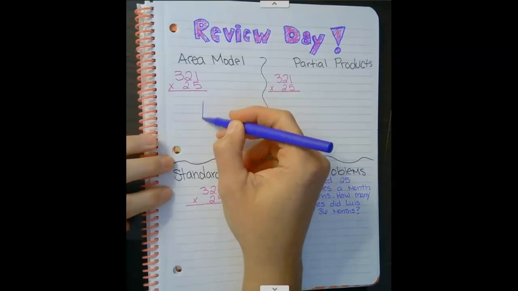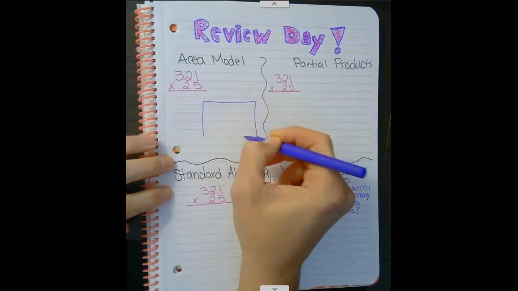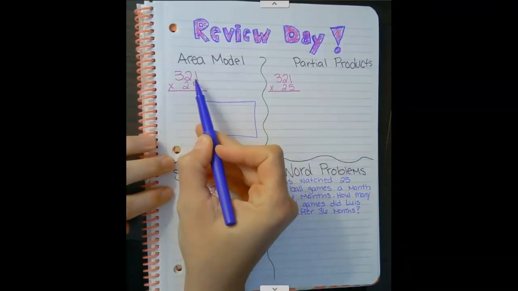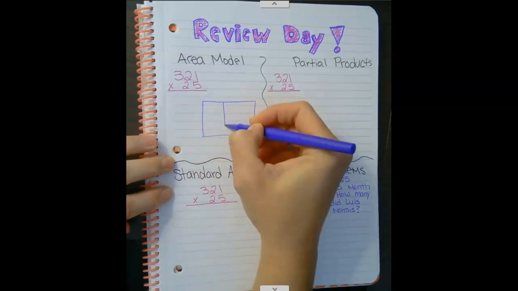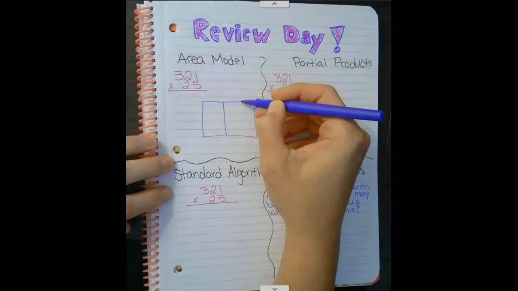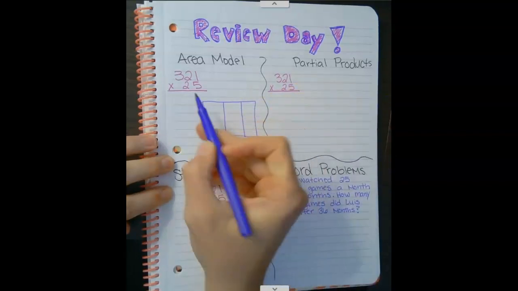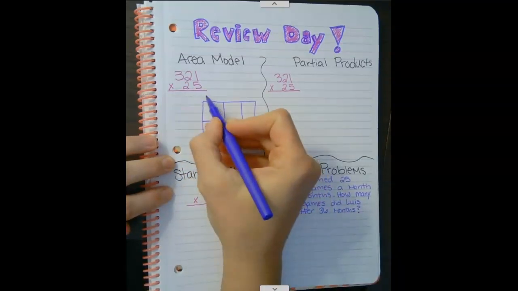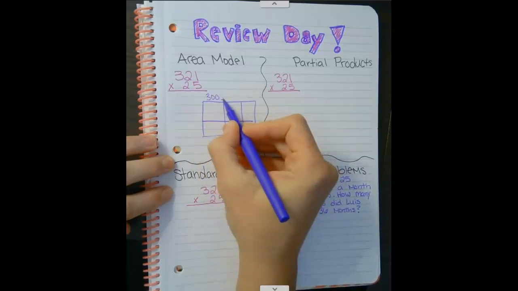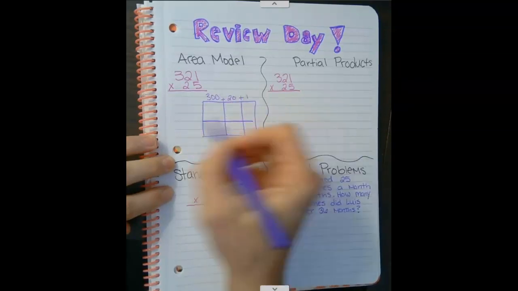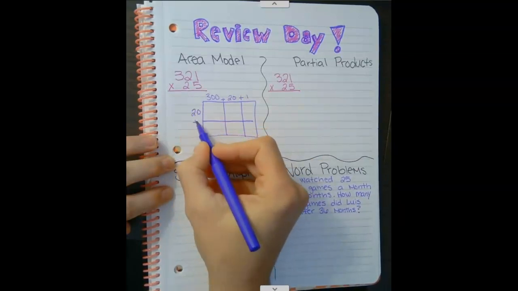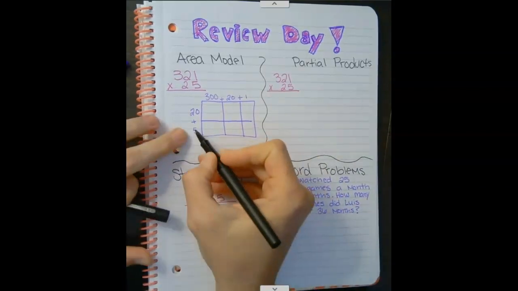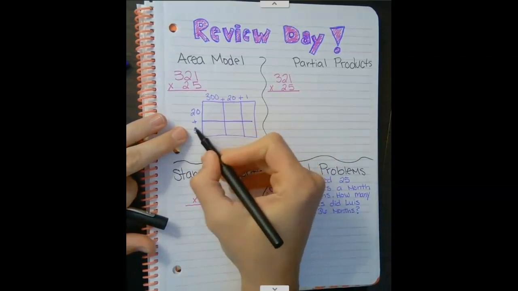So when I do this, I'm going to set up my area model, draw a nice big box. Okay, but this time I can see that I have 3 digits on the top. So I need to make sure that I have 3 columns going up and down. And my bottom number has 2 digits, so I'm going to have 2 columns. Okay, that way when I expand it out, I have 300 plus 20 plus 1. And then on the side, I have 20 plus 5. Now I am ready to go through and distribute my 5 to each of my places.